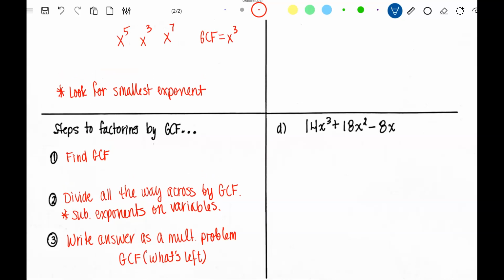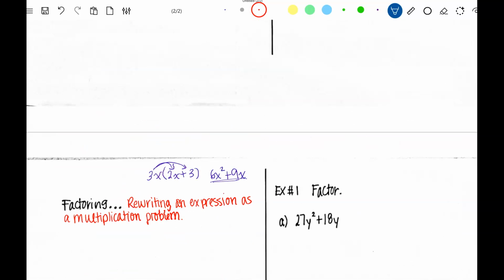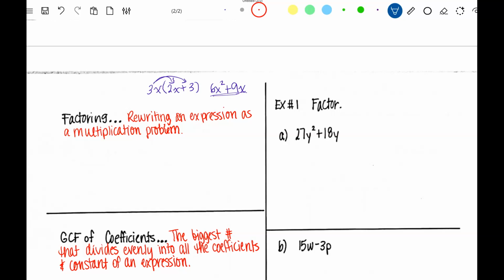Okay, so let's look at the first example, 1a. So the first thing I do is I look at the coefficients, 27 and 18. I determine what the biggest number that'll go into those evenly is, and it's 9. And then I look at the variables. That term has 2 y's, but that one only has 1. So the greatest common factor is y. Now my answer is 9y times what's left.